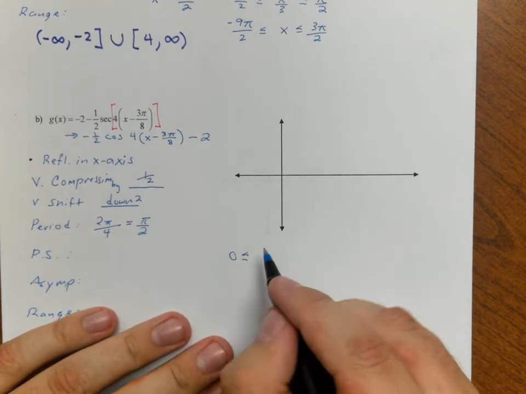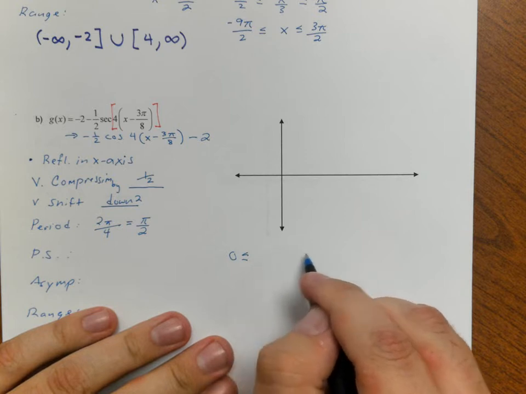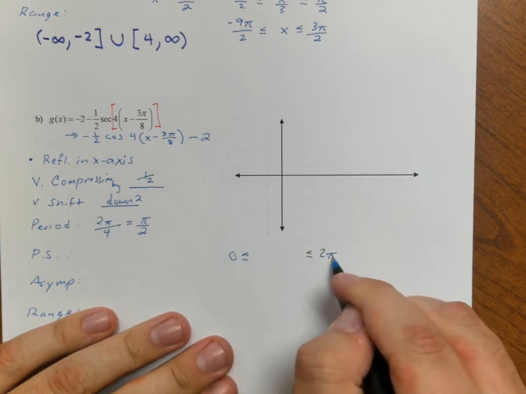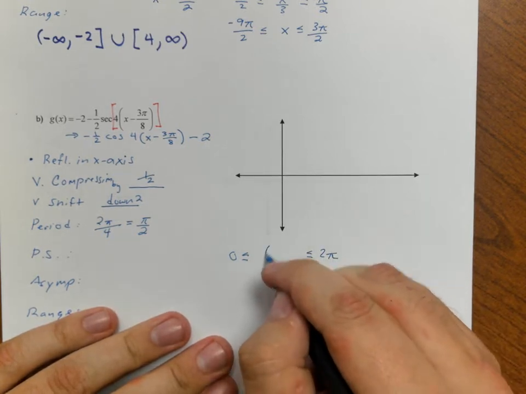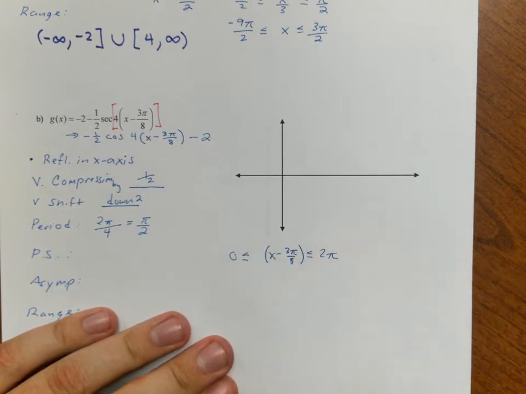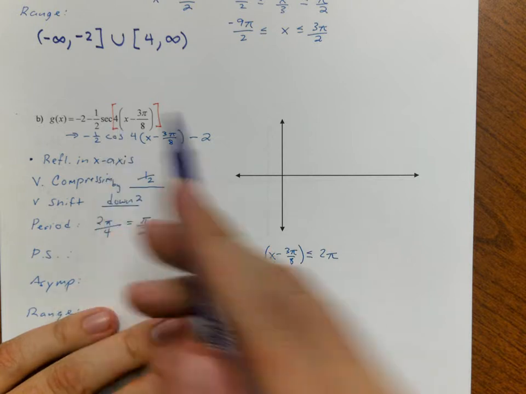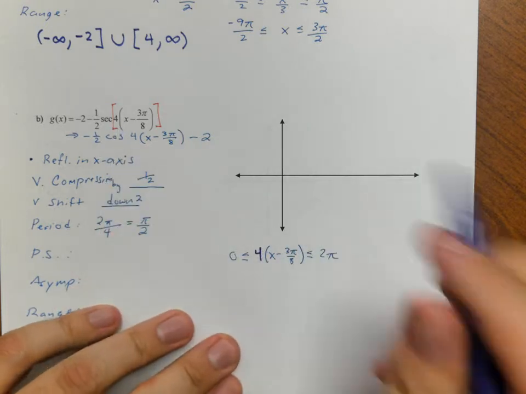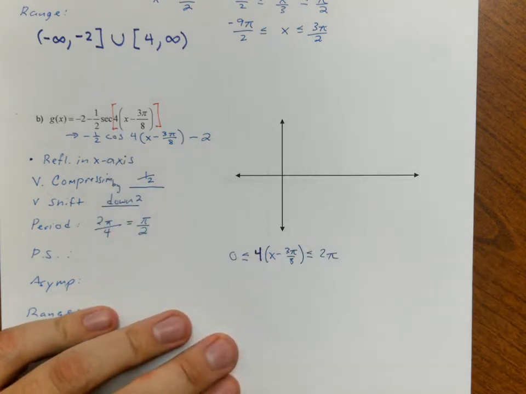Secant and cosecant, just like sine and cosine, my bookends will be 0 and 2 pi. Now be very careful when you do this. Of course, we need to use x minus 3 pi over 8. But if I don't use that 4 there as well, my bookends will not be correct. Make sure to use the whole argument when you're doing this.